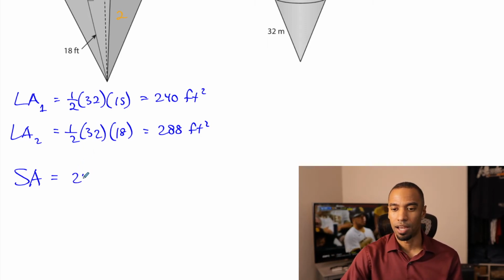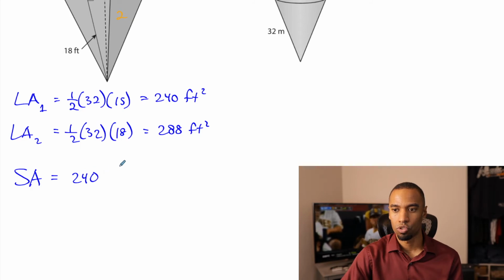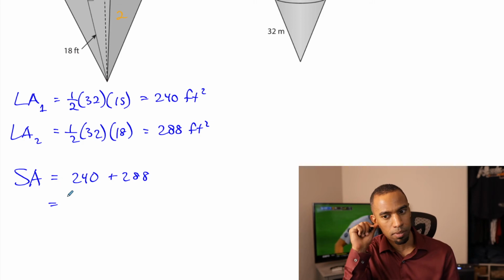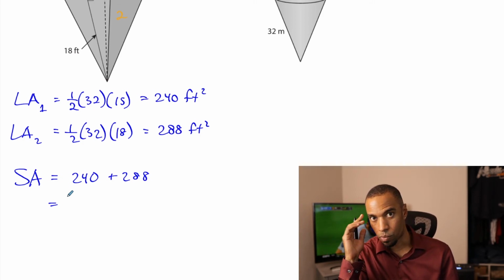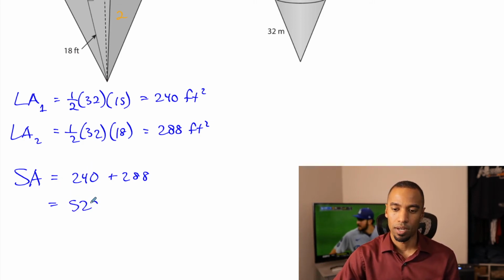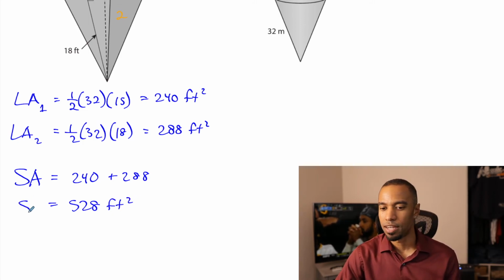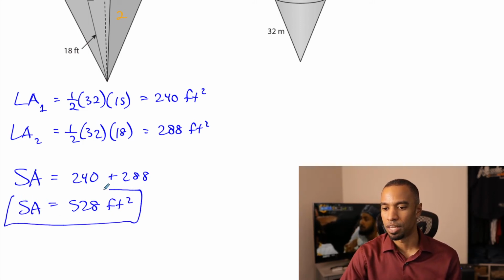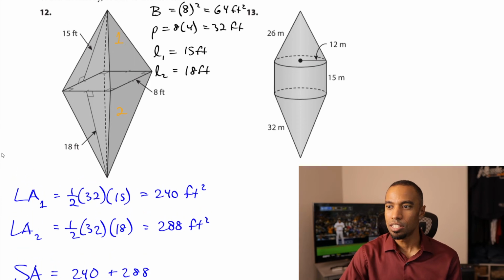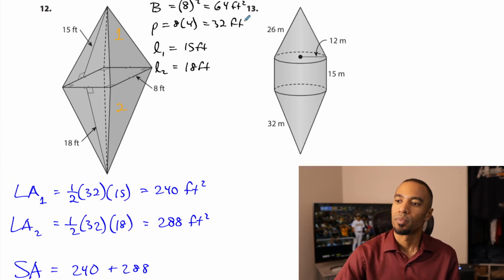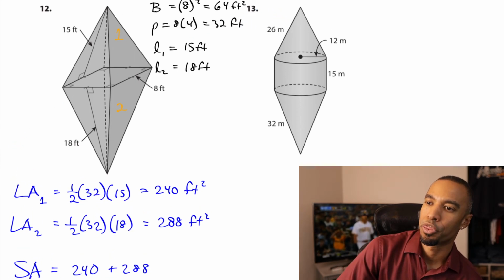So it's the area 240 plus 288 there, which is going to be 528. So 528 square feet is the surface area of that whole thing, and you are set to jet, good to go. Whoa. Okay, number 13.